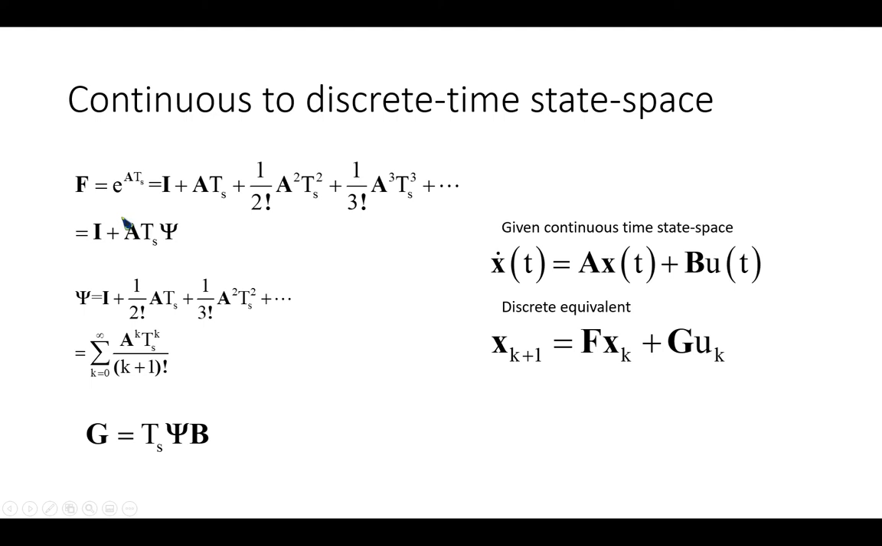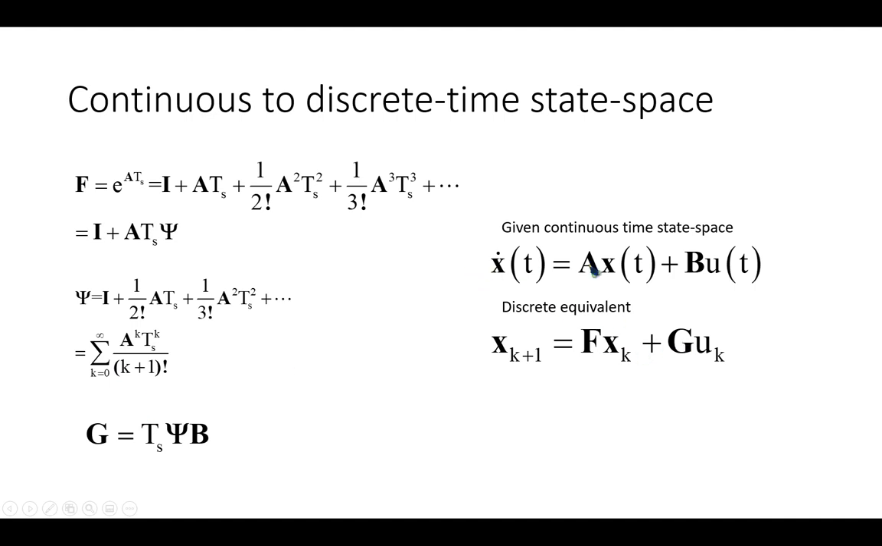Anyway, this is a little trick. We can write this as I plus A Ts psi, where psi is equal to I plus 1 over 2 factorial and so on. And we end up with this formula here. So to find F, we just work out I plus A Ts psi and find psi from this power series. And then we can find G, which is our equivalent.